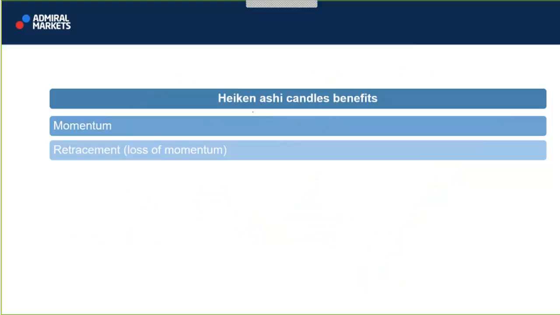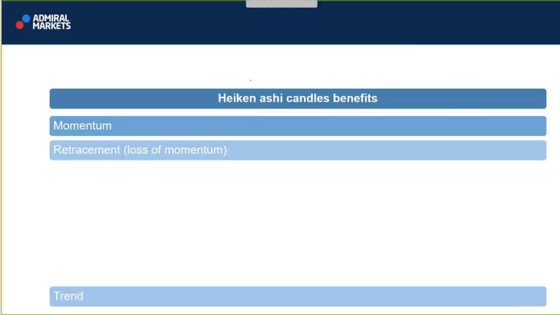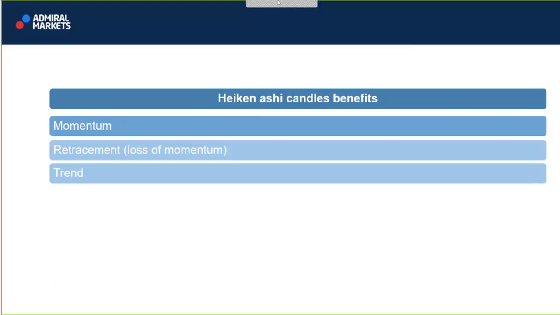So Heiken Ashi candles are great in showing a loss of momentum or so-called retracement. It's very easy to spot when retracement has been done and when the current trend will appear again. And we'll start with a continuation pattern. So that is why we use retracement, to actually continue with the trend. Heiken Ashi candles also show you the trend. They are easy with trend spotting, much easier than standard Japanese candlesticks.